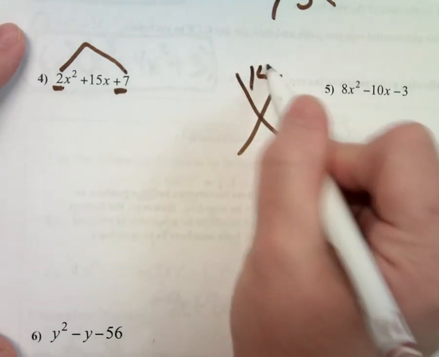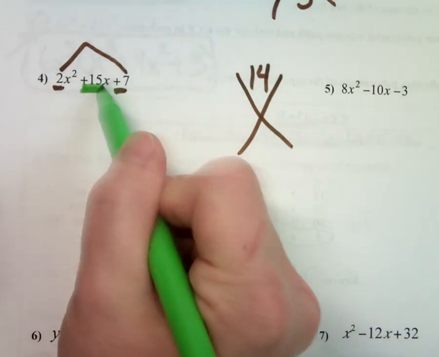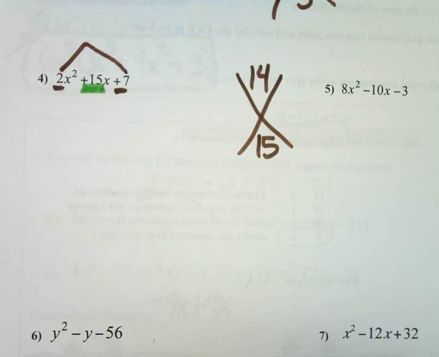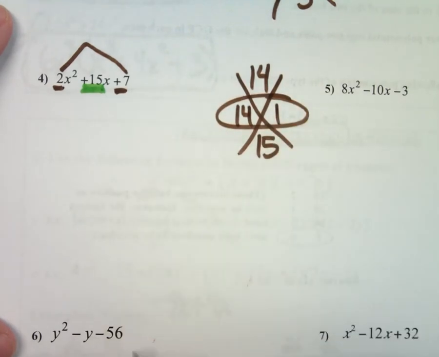14. Okay. And then I want numbers to multiply to be 14, and I want them to add to be the guy in the middle. I want them to add to be 15. So what 2 numbers will multiply to be 14 that add to be 15? 14 and 1. Okay. Can you tell me what to do?